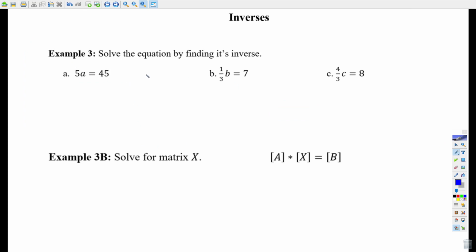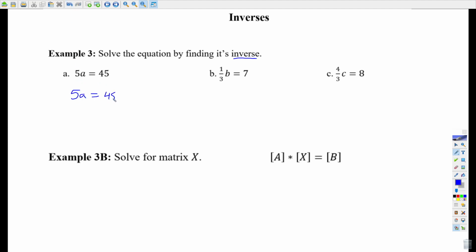Last thing. We're going to solve these equations by finding the inverse. One thing that matrices don't have is division. We did multiplication of two matrices, but you cannot divide matrices. So the way around that is they use something called the inverse. What ends up happening is that we multiply by something to get a variable by itself. For instance, if you look at 5a equals 45, normally we just say, hey, just divide by 5 and you're done, right? However, we're going to write this a little differently.